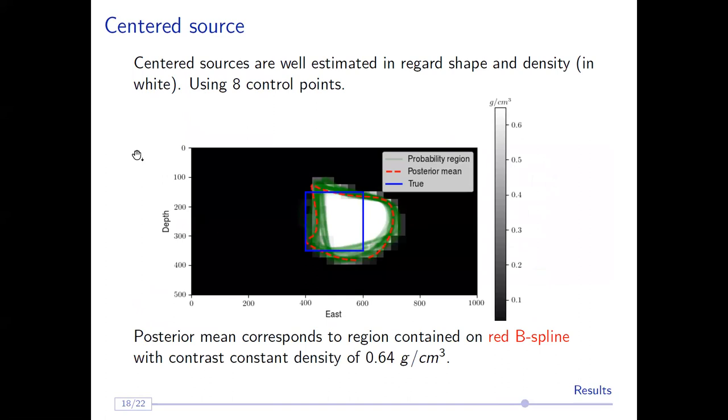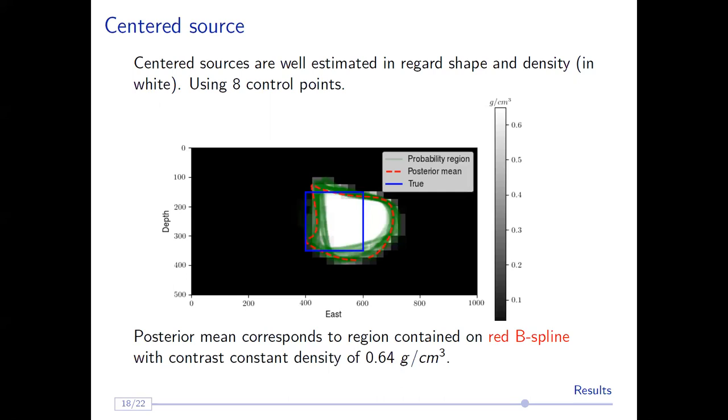In this synthetic test case, the true model is the blue square in the middle of the domain. We are drawing here just the last simulations of the MCMC method. The green lines correspond to the B-splines constructed with those simulations, and that gives us a notion of the dispersion or the variance in the posterior distribution, which we describe as a probability region. We are also plotting the corresponding density for each of those simulations. That also gives us a notion of how the distribution is related to the density map.